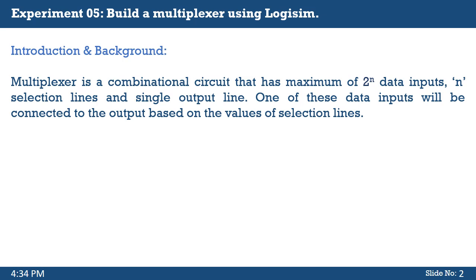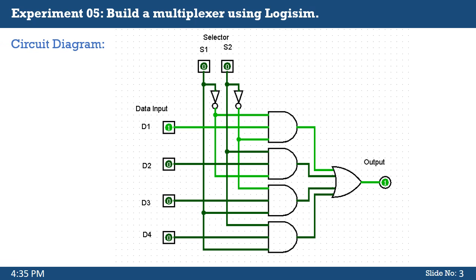Okay, more briefly, we also see that a multiplexer is useful for transmitting a large amount of data over the network within a certain amount of time and bandwidth. In this slide, we can see the internal block diagram or circuit diagram of the multiplexer. Okay.